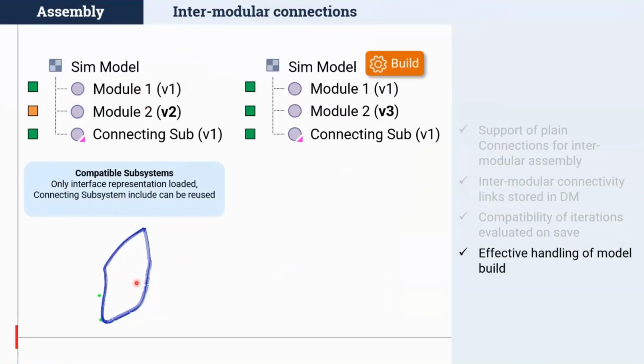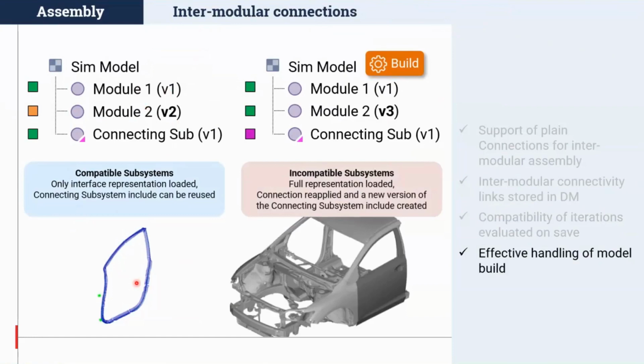On the other hand, where you have remeshed the door, ANSA will automatically detect that this connecting subsystem is not compatible, and it will ask users to load the door and the body model in order to recreate this connection line and store it. And you can now store another version of this connecting subsystem in order to reuse it in the future.